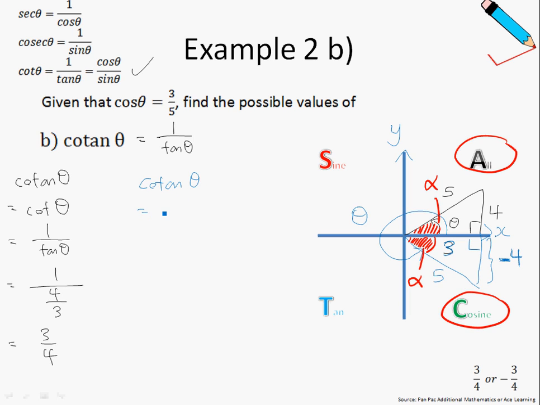So the cotangent of theta is equal to 1 over tangent theta, and the tangent theta is defined as opposite. In this case, my opposite is negative 4, over adjacent, which is a positive 3. Pressing this into my calculator, I'll just get negative 3/4.